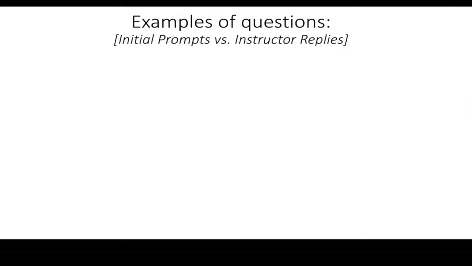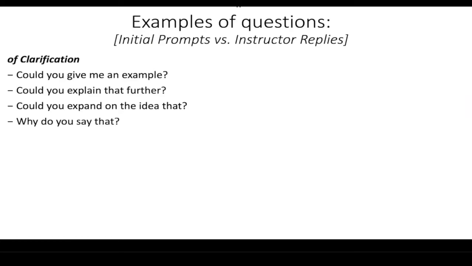Here are some examples of these categories of questions, and keep in mind the difference between an initial prompt and an instructor reply. An initial prompt is a question or discussion prompt for the entire class, and instructor replies are directed toward individual students. So you may have some questions of clarification. Here are some examples: Can you give me an example of A, B, C, D? Can you explain that further? Expand on the idea that.